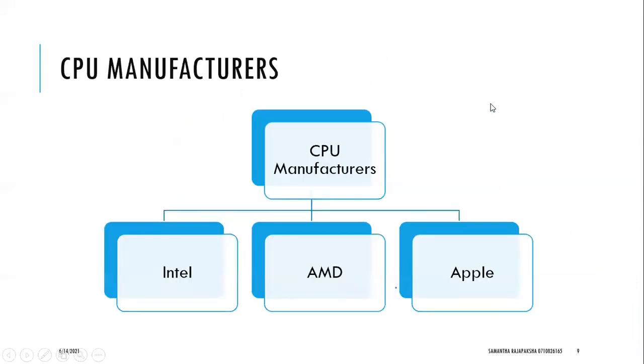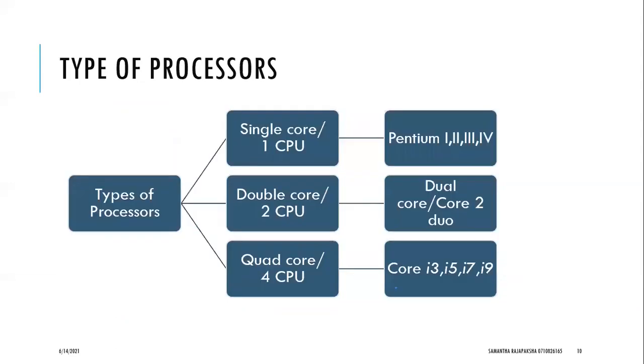When you look at CPU manufacturers, mainly we have Intel, AMD, and Apple as the largest manufacturers of CPUs. And in computers, currently we have more than one CPU actually. Initially, a computer had only one CPU, like the Pentium 1, 2, 3, 4 computers. But currently we have more than one CPU. Dual core, or double core, has two CPUs in full. Quad core means there are four CPUs. Computers like i3, i5, i7, i9 have more than two CPUs inside.